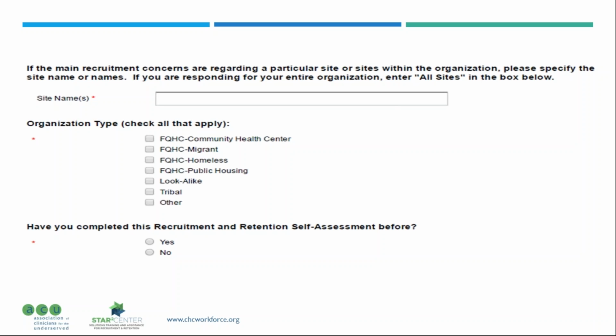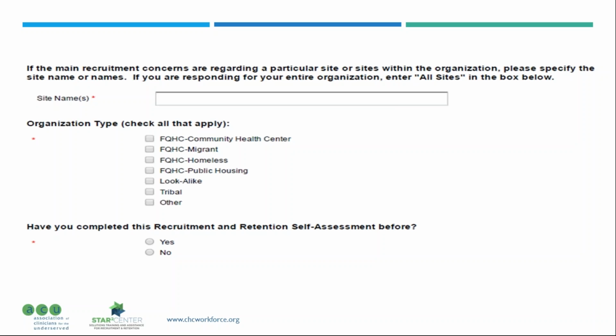And the other box is there because although the STAR Center was set up to assist health centers, this information is available to anybody who wants to get on the website. So if you are not a health center, just click Other, and you can still use the assessment form and the resources. It's just technical assistance and training may not be available to you. But it is available to health centers.